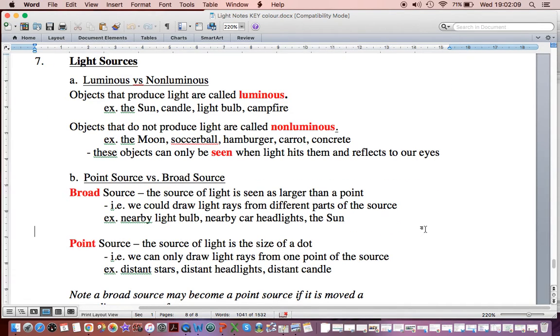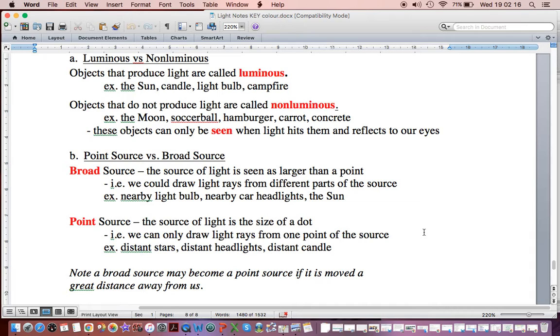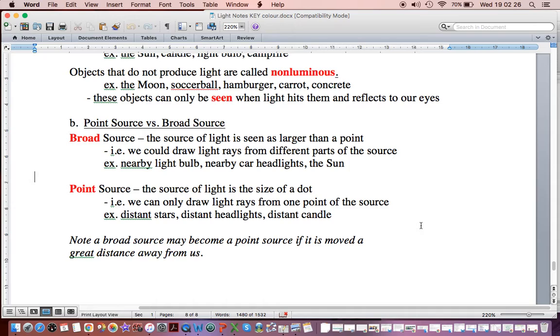And then we have broad sources and point sources. The sun is large enough that here from Earth, it's a broad source. Most other stars would be point sources. They're so far away, they appear very tiny. Headlights of a car can be a broad source when they're nearby, and a point source when they're farther away, and that's the last thing it says. Make sure your notes are all filled in and study them. Make a glossary.